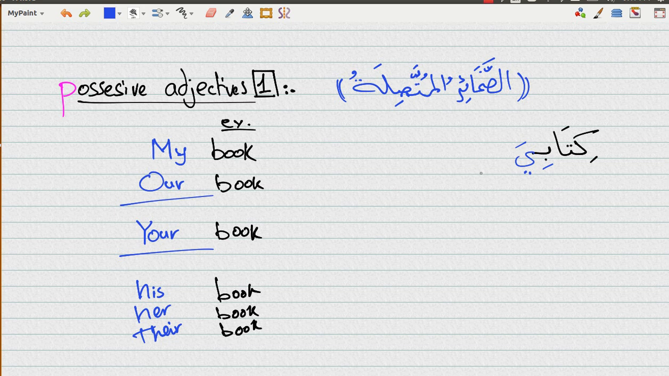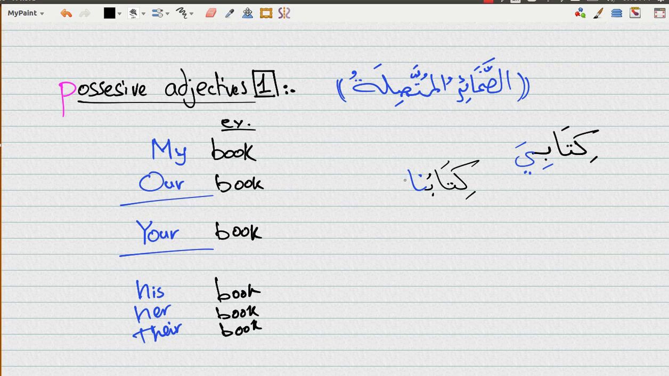Okay? Now, if I'm going to talk about our book, I would say كتابنا. So the suffix in this word is the na. Na, if you remember, نحن, na. So this is the noon for us, we. Okay, كتابنا. Our book.